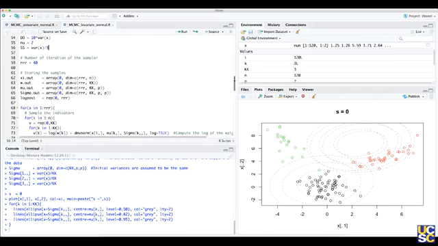Now, in this case, again, just to illustrate how the algorithm works, I will run only 40 iterations, and I will not do any burn-in. And what I want to do in this case is to illustrate how the algorithm converges in a similar way to how we illustrated the convergence of the EM algorithm.